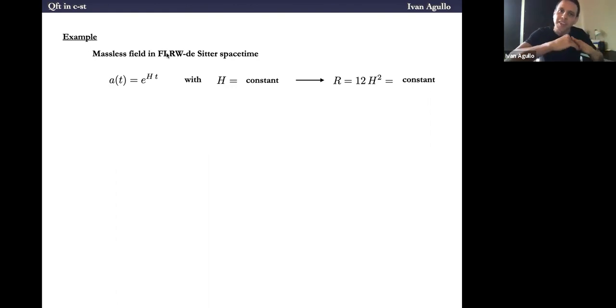However, half of the de Sitter space is isomorphic to this concrete FLRW spacetime. So consider FLRW spacetime in which the scale factor is an exponential function of time. H is a constant. I call it H because this is precisely the Hubble rate, which is a constant. It's a matter of half a line to check that the Ricci curvature is given by 12 times H squared, and it's also a constant. So the 4-dimensional Ricci scalar is a constant. Of course, space is flat, so the 3-dimensional curvature is 0, but the 4-dimensional curvature is not 0 and is constant.